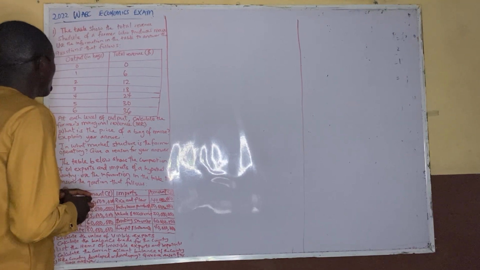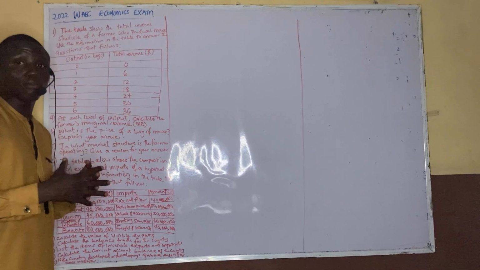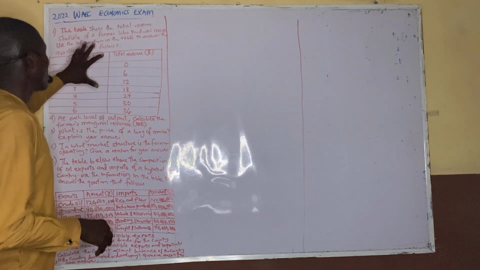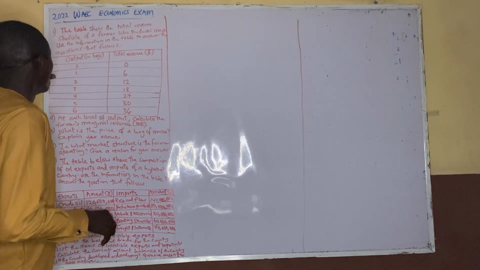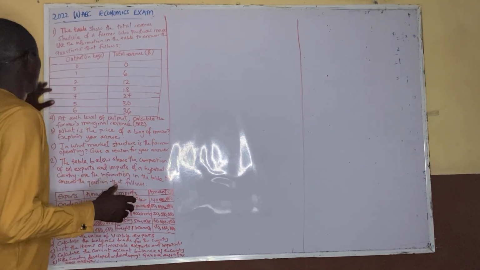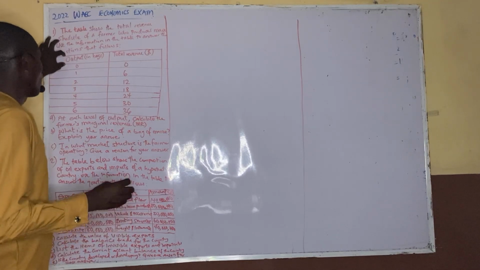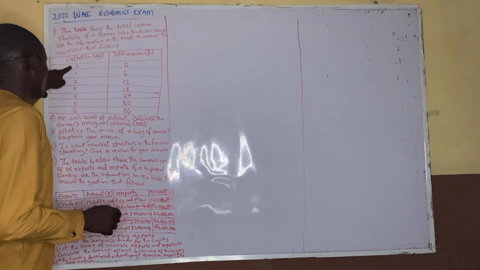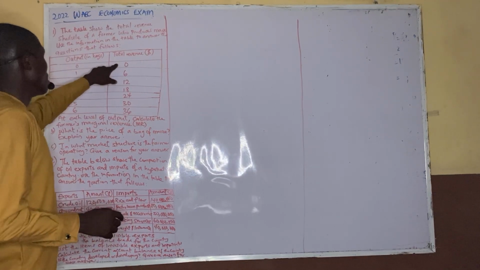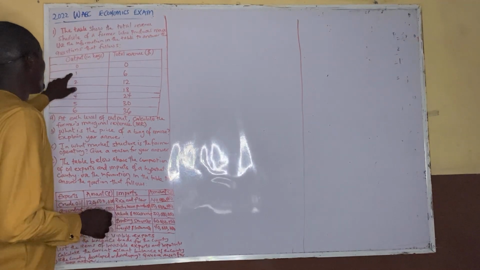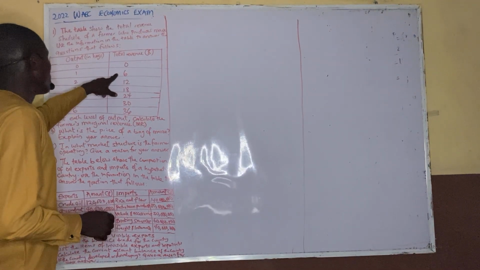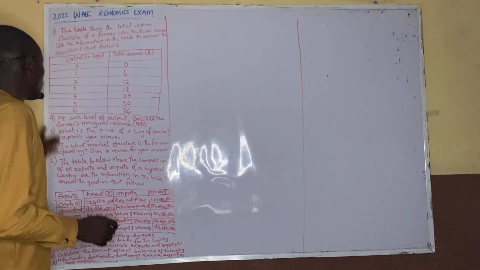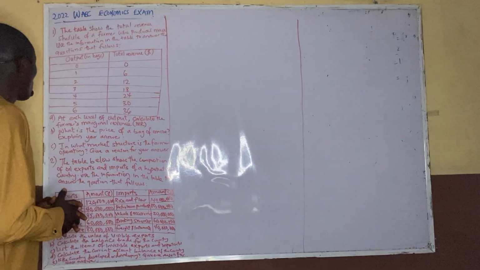So we are talking about total revenue. This is the total profit obtained for producing a particular batch of maize. We are told that this is the output, which is the quantity of maize in bags. At 0 bags, we have 0 dollars for total revenue. At 1 bag, we have 6 dollars. 2 bags, $12. 3 bags, $18. 4 bags, $24, and so on and so forth.